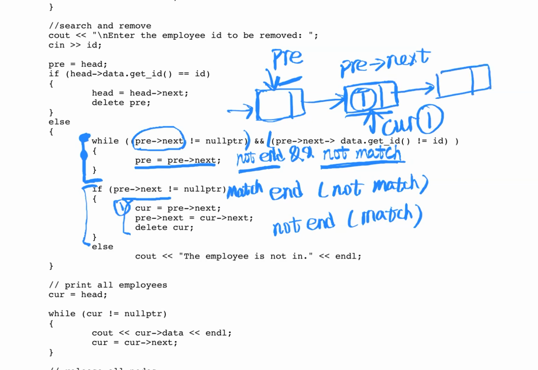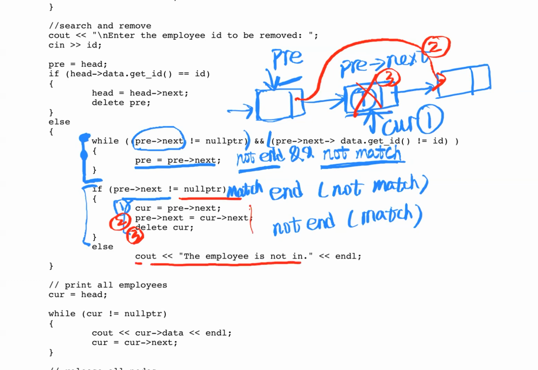So that means previous next equal to current next. We bypass the current node. Step 3, delete the current. It means release the memory space allocated to this node. Three steps. So if we find the matched one, we delete it. If we don't find the matched one, we just print this message: the employee is not in the linked list.